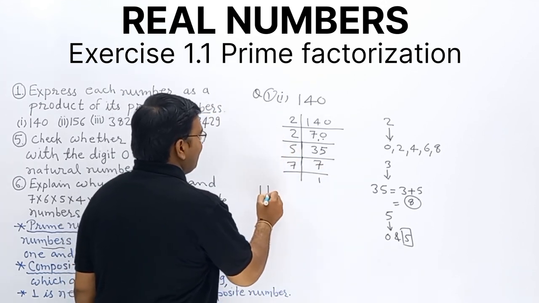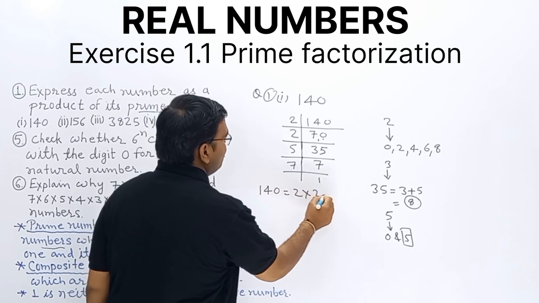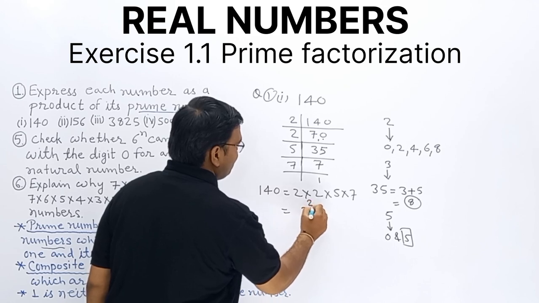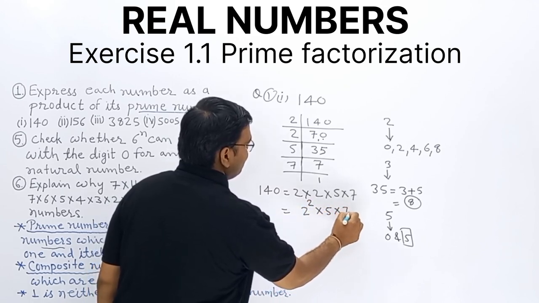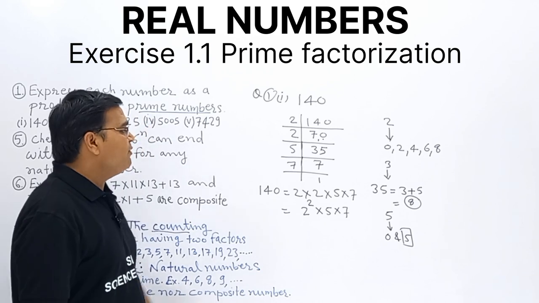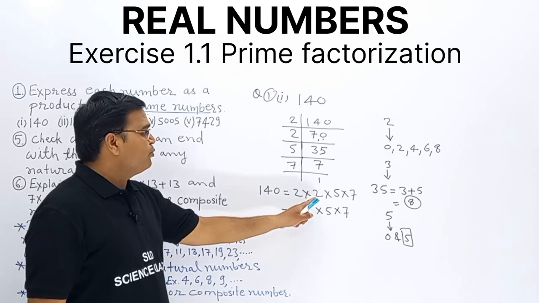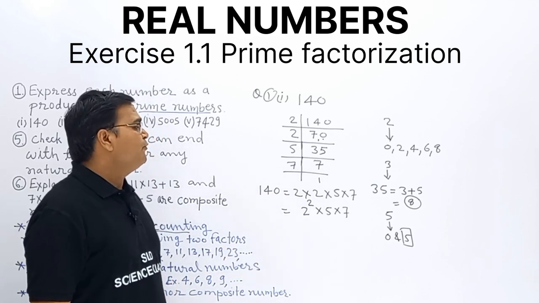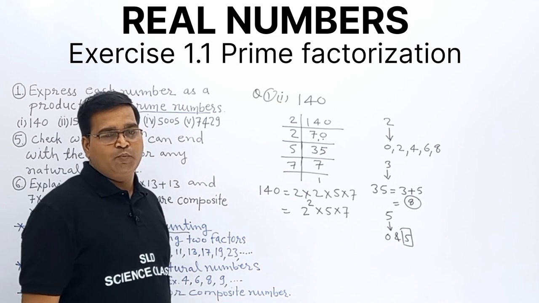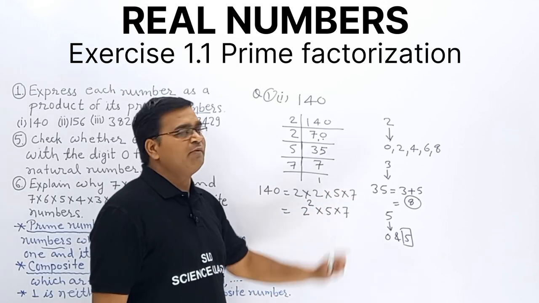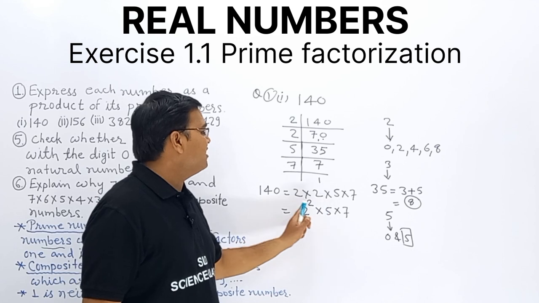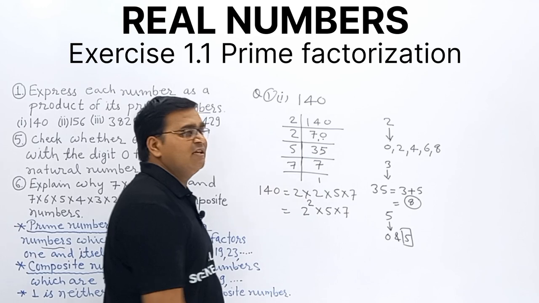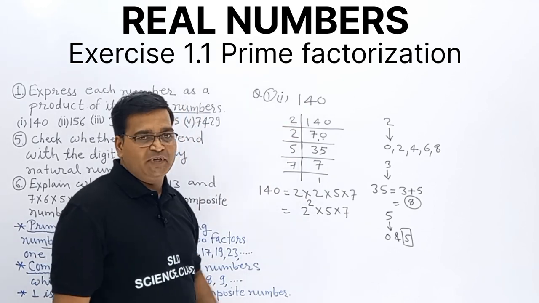Now 140 can be written as 2 into 2 into 5 into 7, and finally we can say in the exponent form 2 power 2 into 5 into 7. Once we multiply these numbers, then we are getting 140. How? 2 twos are 4, 4 into 5 is 20, and 20 into 7 is 140. So these are the prime factors. 2 into 2 into 5 into 7 are the prime factors of 140.